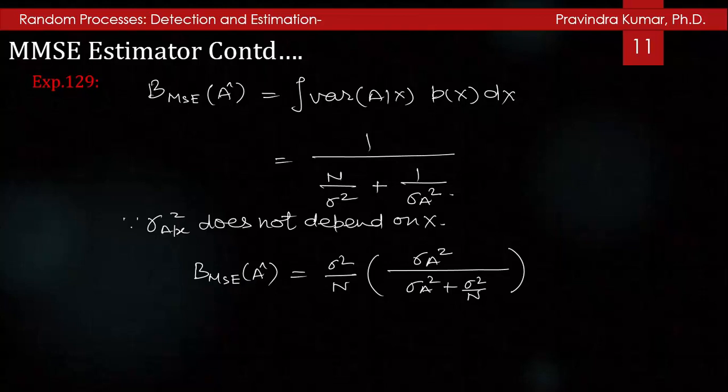Since sigma_a|x squared does not depend on x, the BMSE of a hat will be (sigma squared by N) times sigma_a squared divided by (sigma_a squared plus sigma squared by N).